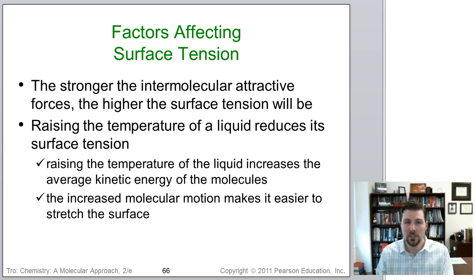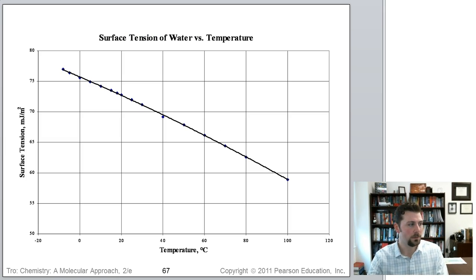So increased molecular motion through increased temperature, because of an increased kinetic energy, means it's easier for the liquid to overcome its attractive forces at the surface. And so if you have a higher temperature, typically you're going to have a smaller or lower surface tension.